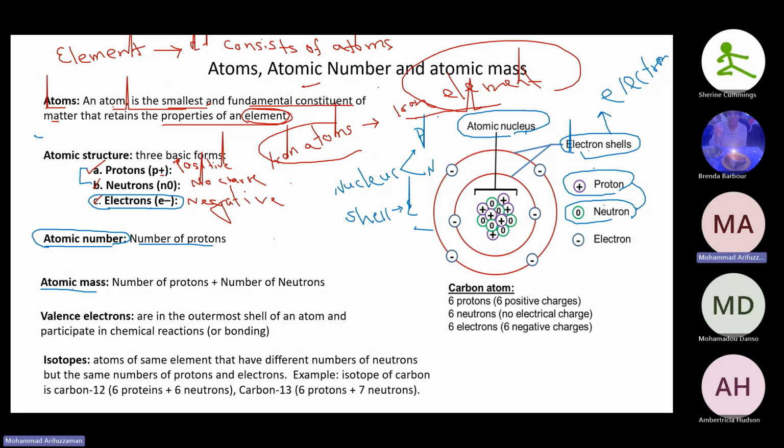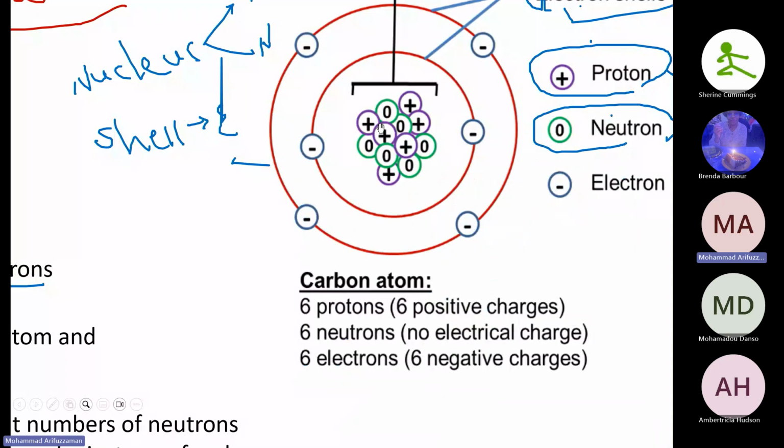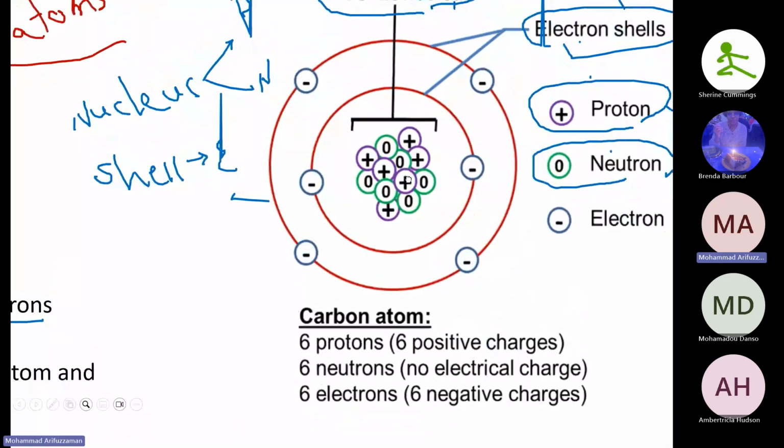Now, atomic mass. So atomic number is the number of protons, and atomic mass is the number of protons plus the number of neutrons. Okay, let's see here. Can you calculate the atomic mass of carbon?